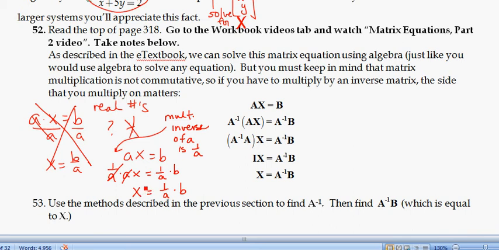So life was pretty simple with real numbers. We have a very clear multiplicative inverse of something a. But let's look at how we do this with matrices. Hopefully you already read the top of page 318. If we look closely at what they did on page 318, we have this algebra worked out. We start with our original equation, Ax equals b.